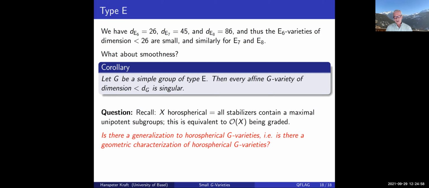And then for the horospherical, we have a similar statement about the classification. They are completely classified by the U fixed points, and the whole theorem applies. Okay, that's what I wanted to say. Thank you very much for your attention.